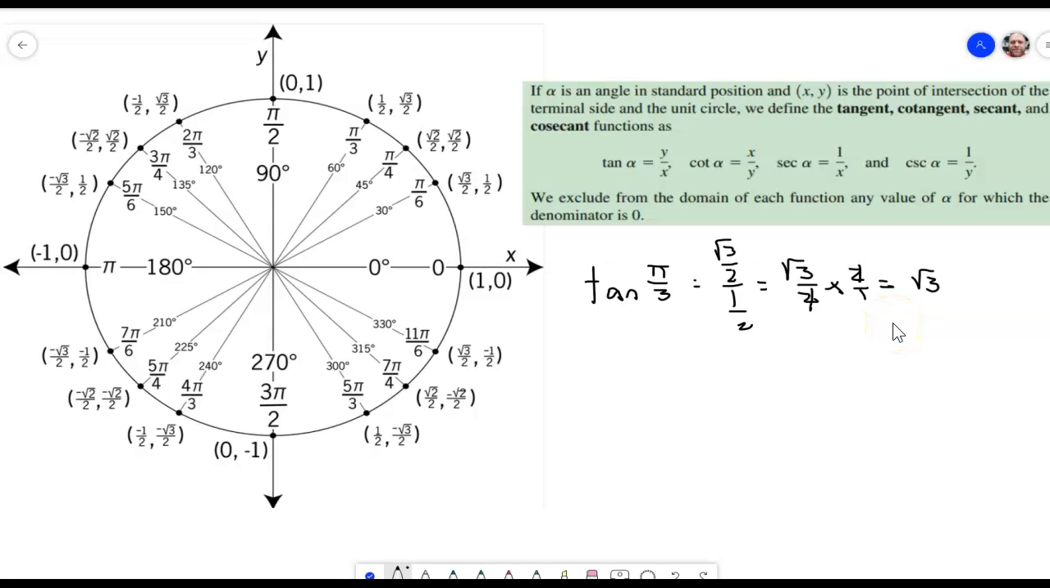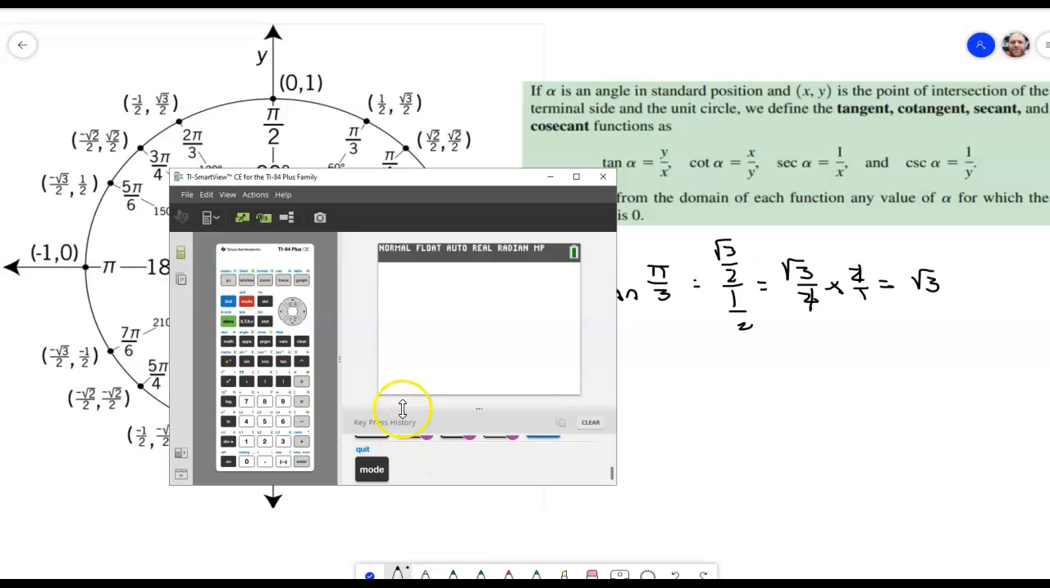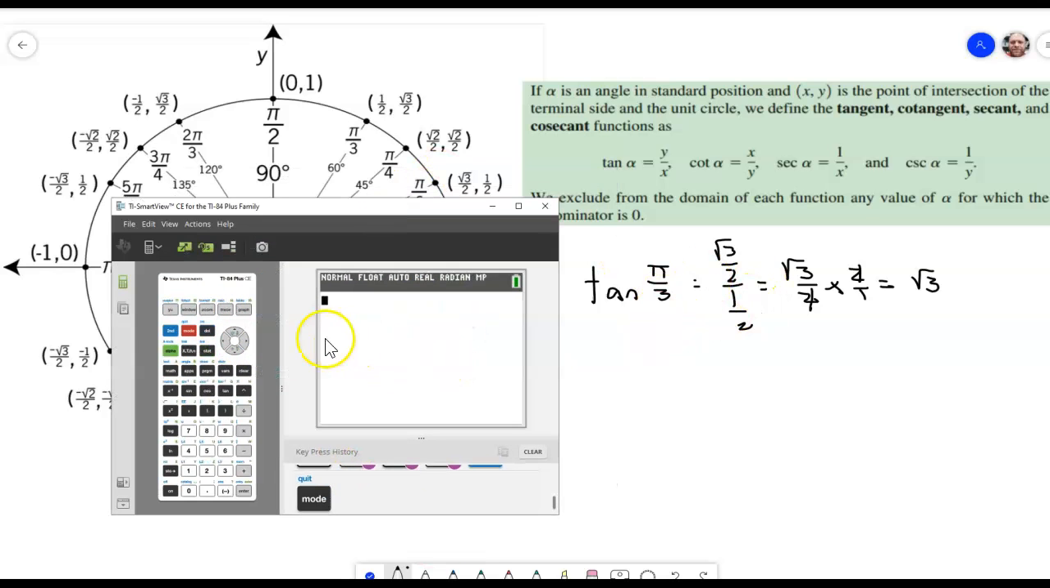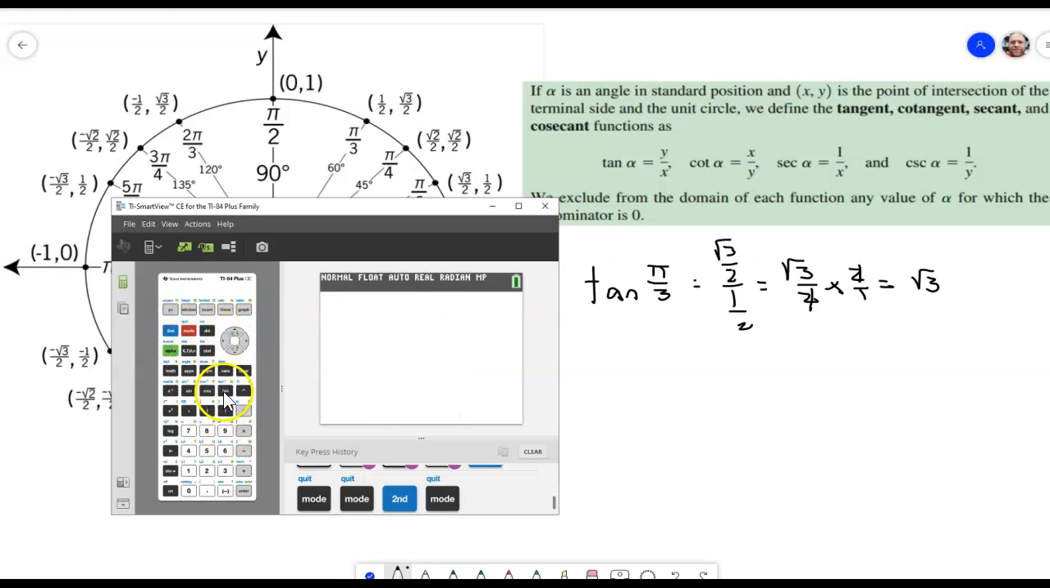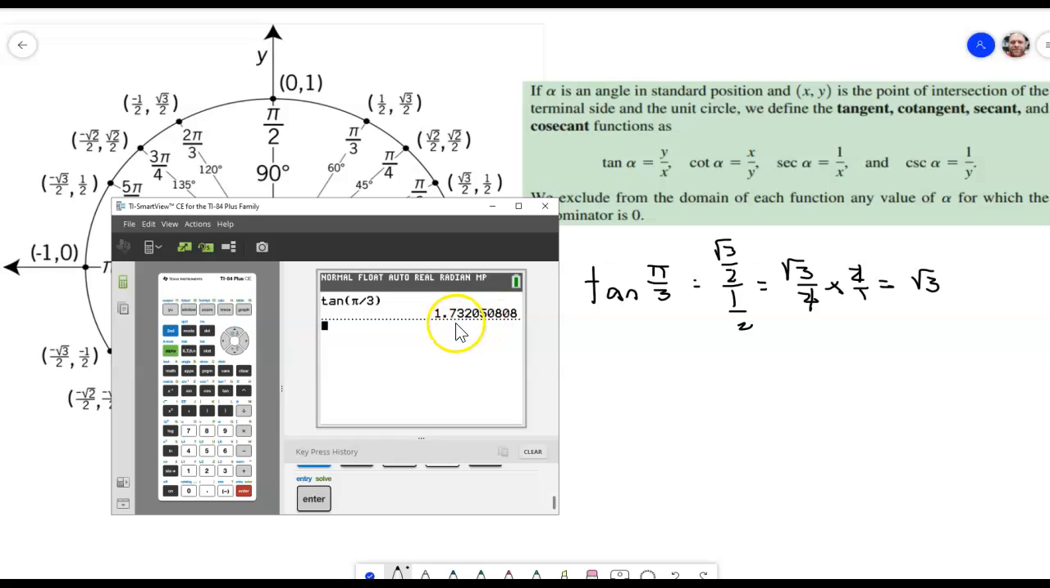Now, can we do this in our calculator? Yes, we're going to have one issue, and let's see what that little issue is going to be. Let me make sure that I'm in radians. So, mode, I am in radians. So now if I do the tangent of pi over 3, you're about to see what this little issue is. I get that number here.